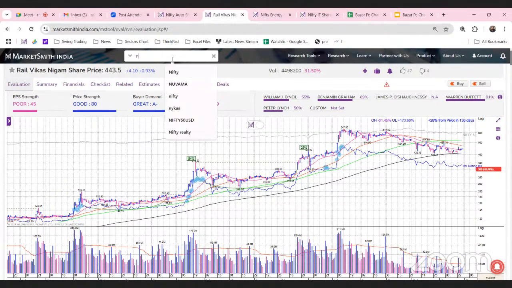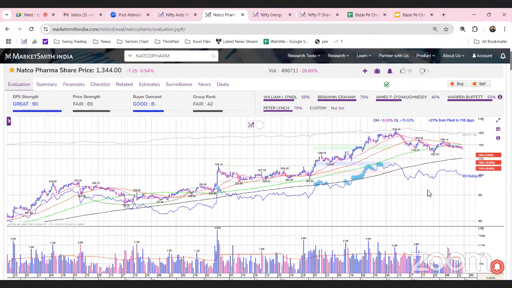Natco Pharma. Natco Pharma is negative, it has already breached 100 DMA, and maybe the next round of support is around 1300, followed by 200 DMA, that is 1200. So negative trend. Just avoid buying this stock at least for the current moment, unless and until it crosses and holds above 1450, almost 100 rupees from here.